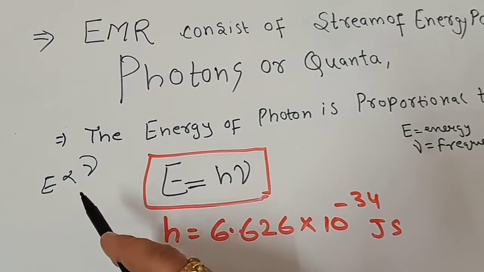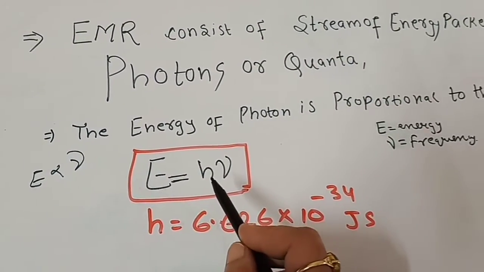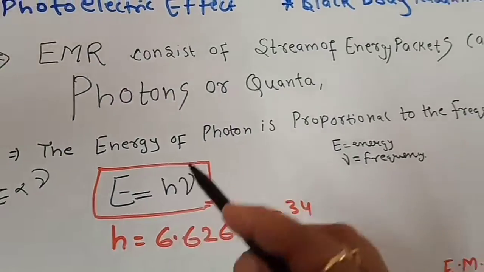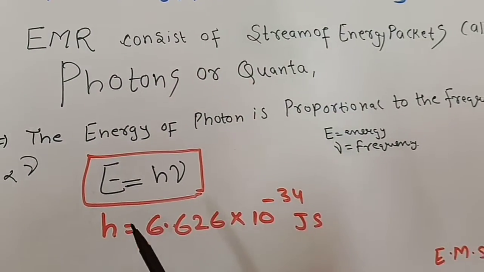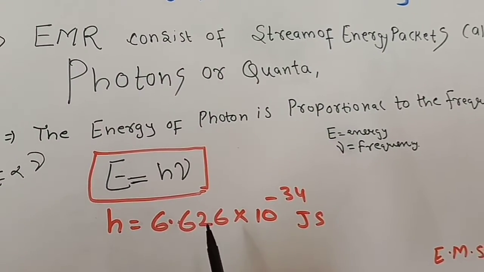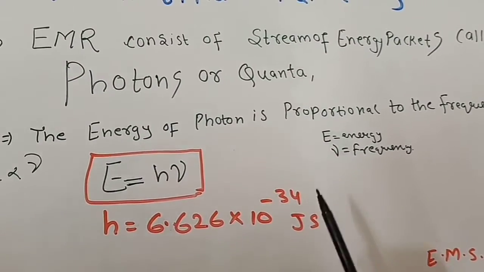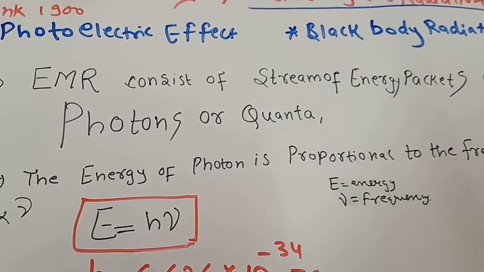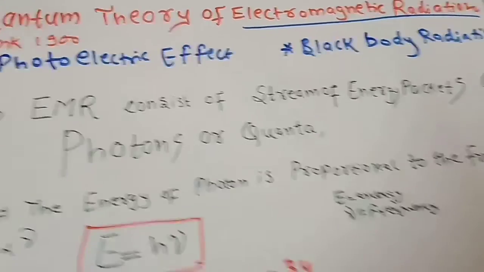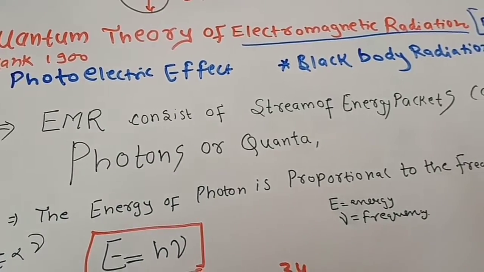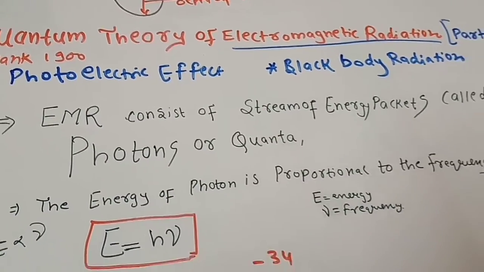So by removing the proportionality sign, we can take Planck's constant, that is E equals h nu, and the value of h is 6.626 into 10 to the power minus 34 joule second. So now we can say that, by both these concepts, electromagnetic radiations have a dual nature, wave nature as well as particle nature.